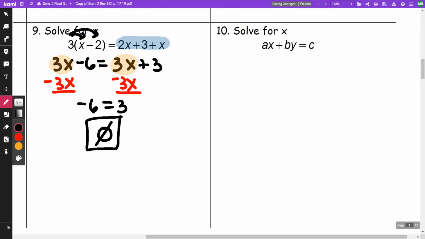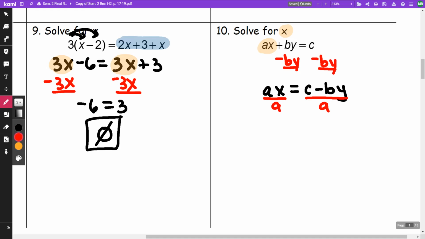On number 10, I am solving for x. So I want to get that ax by itself. What I'm going to do is minus by from both sides. And I am going to get ax is equal to c minus by. And then I'm going to divide by a, and I'm going to have x is equal to c minus by all over a.